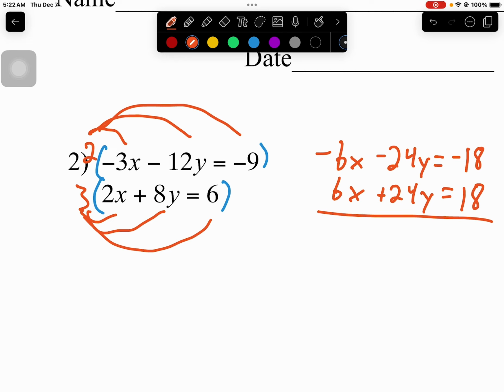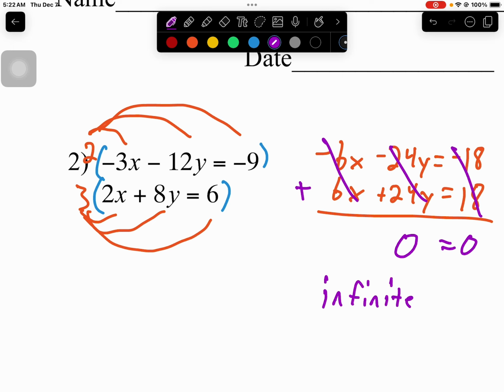So you can see they're already both opposites, -6 and 6. But if you look at what happens, these cancel, these cancel, these cancel. This is one of those infinite solutions, right? So you get 0 equals 0. So this is infinite. There's as many solutions as you want. So that's what happens.